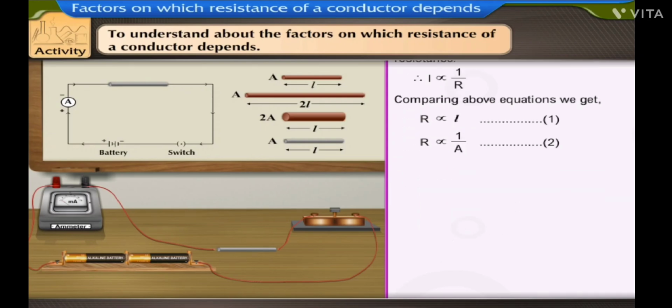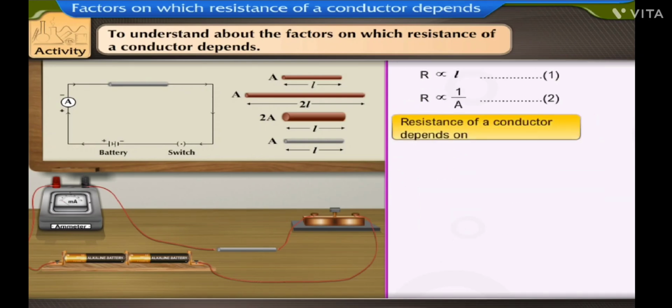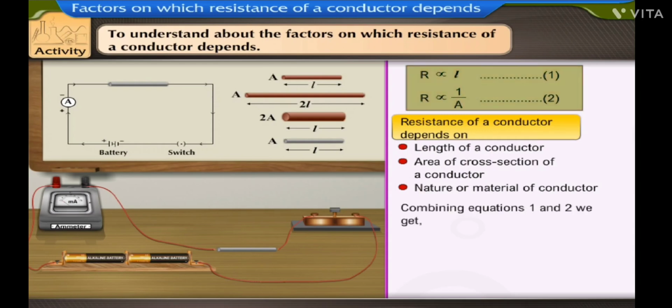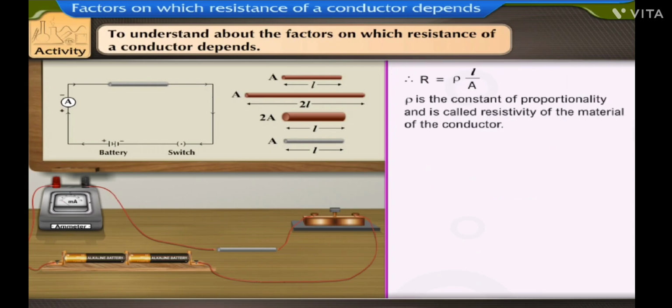Hence, we can say that the resistance of a conductor depends on the length of the conductor, the area of cross-section of the conductor, and the nature or material of the conductor. Combining equations 1 and 2, we get R is proportional to L upon A. That is, R is equal to rho into L upon A. Here, rho is the constant of proportionality and is called the resistivity of the material of the conductor. In the equation R is equal to rho into L upon A, that is, rho is equal to R into A upon L.